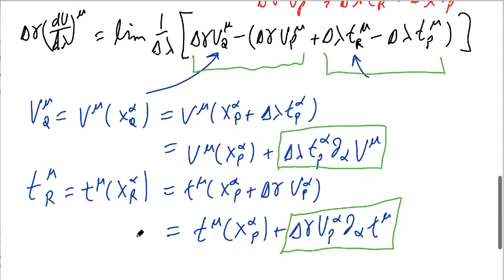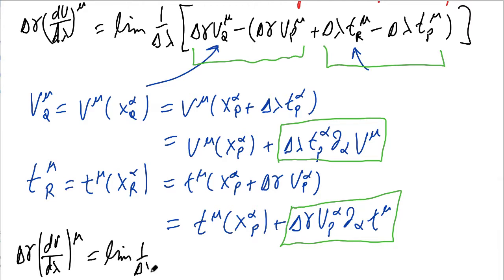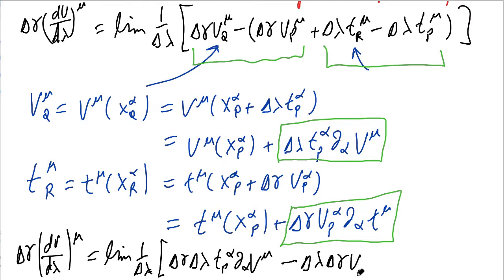So let's write that out. We have delta gamma times dv d lambda, the muth component, is the limit of 1 over delta lambda times delta gamma times this term, that's delta gamma delta lambda t_p^alpha partial alpha v^mu, minus this term times delta lambda, delta lambda delta gamma v_p^alpha partial alpha t^mu.